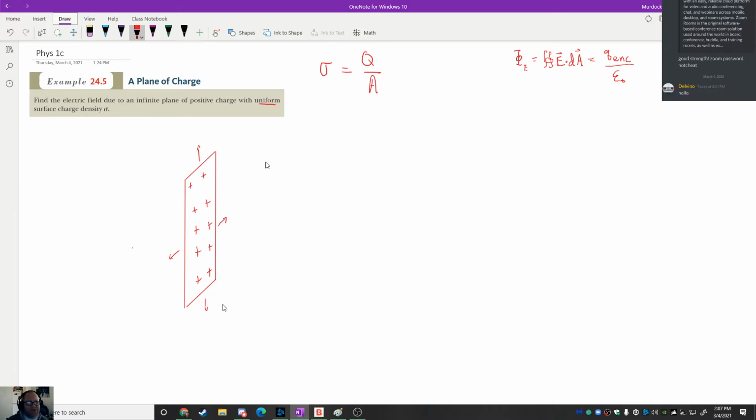You might wonder, why do we talk about infinite sheets? That's kind of silly. But in reality, the result we get can be extended to really any piece of metal that has charges on it, as long as you're close enough to it.